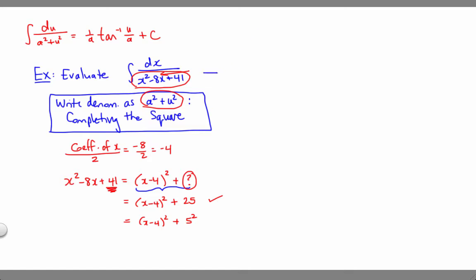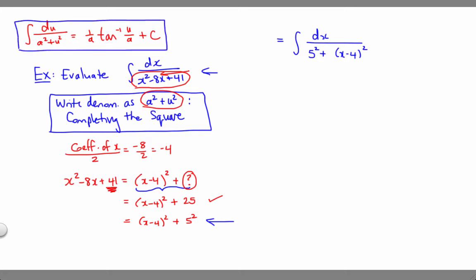With that done, we can go back to our integral and rewrite it. So we've got the integral of dx over, now in the denominator, we're going to write this version here that we just calculated. To make it exactly match the arctan form, you probably would prefer to write the constant first. So let's write the 5 squared first and then say plus x minus 4 all squared. So we're using the completed square version of our polynomial, and now this exactly matches our arctan formula.